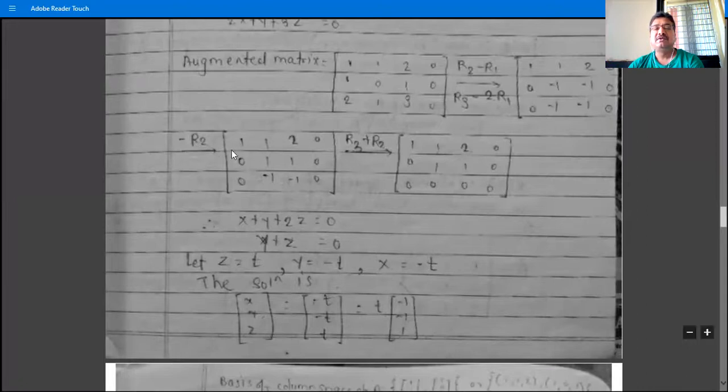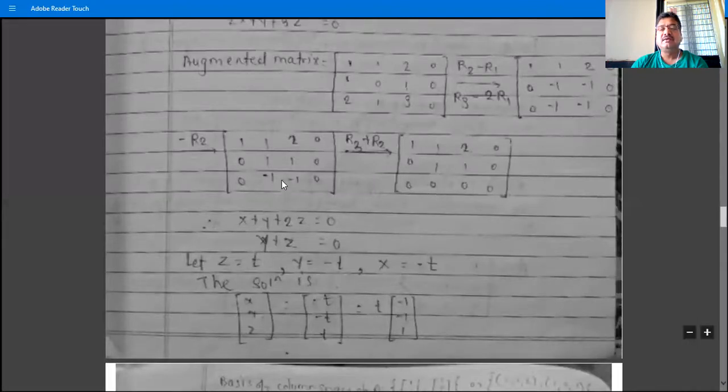That is minus 1 into R2. Actually, the transformation is minus 1 into R2. So we have this. Then we have to reduce this element to 0. So R3 plus R2 is the operation. First row and second row as they are, and the last row changes.